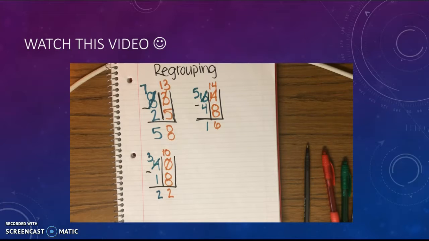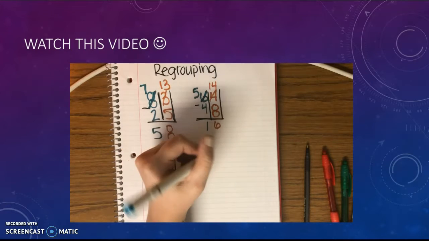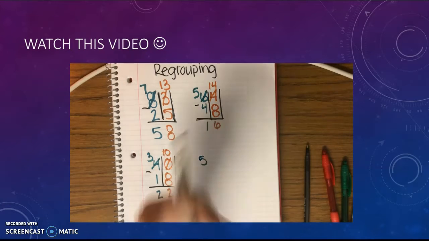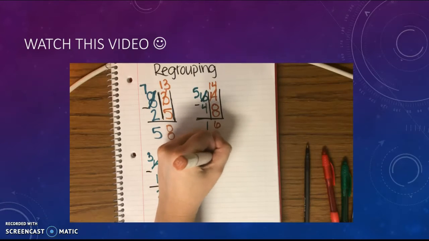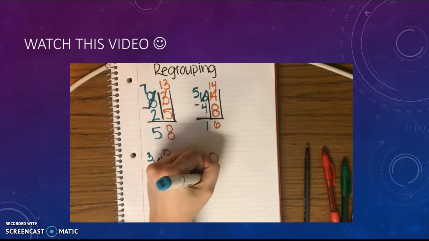So the last problem we're going to do is 50 minus 25.